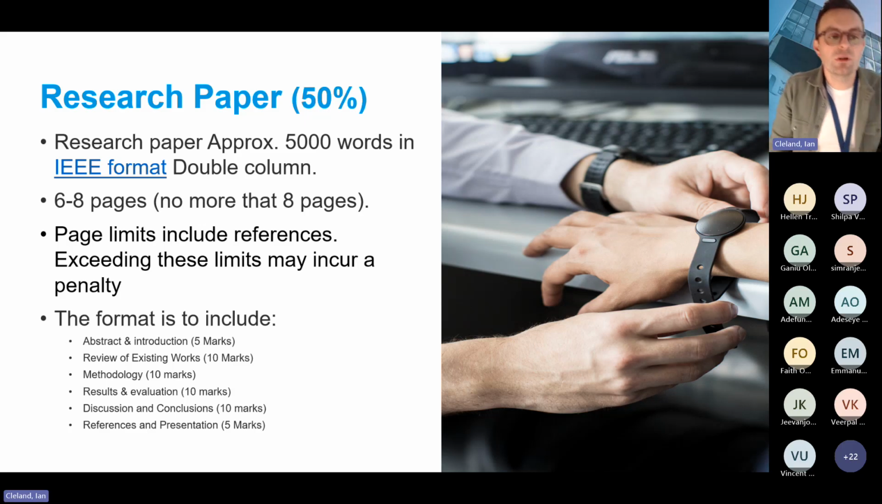So the research paper is an 8-page, no more than 8-page, IEEE formatted double column research paper. That page limit does include everything, so it includes the references and any of the figures and so on. There is a very specific format for that paper, so it is IEEE format, and that means certain things in terms of how the document is laid out.